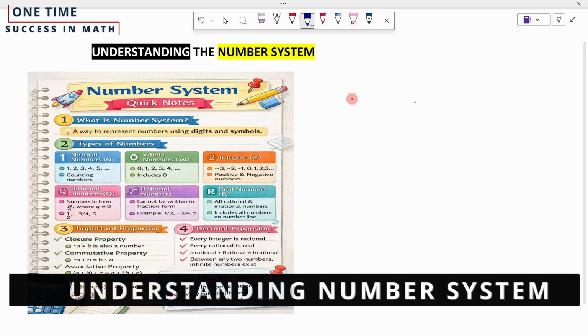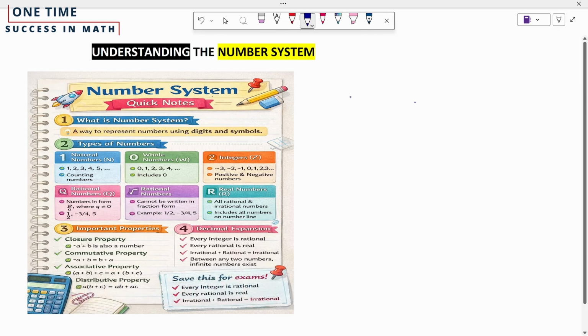On this very episode, we're going to talk about understanding the number system properly. When you look at the number in mathematics, you will find out that numbers are just a symbol written to mark or carry meaning. If we are to define a number system, I will say that a number system is a way of representing numbers using digits and symbols.